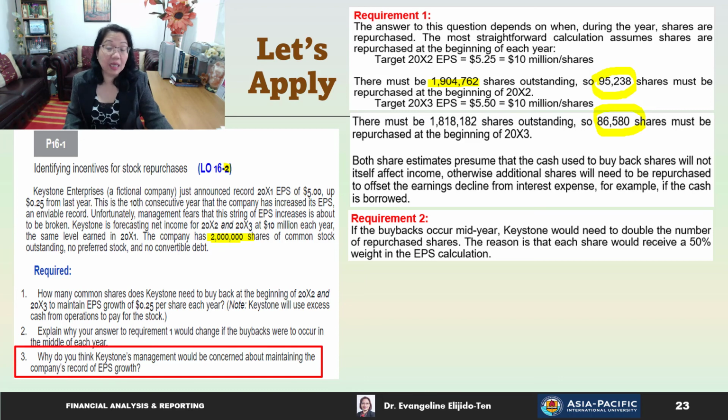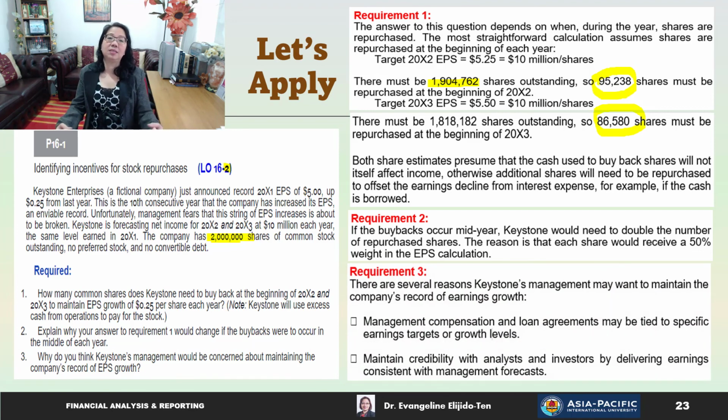Why do you think Keystone's management would be concerned about maintaining the company's record of EPS growth? Well, as we have already discussed, there are several reasons why the management might want to maintain the company's record of earnings growth. For one thing, management compensation and loan agreements may be tied to these specific earnings targets or growth levels. And another possible reason would be that they wanted to maintain credibility with analysts and investors by delivering earnings consistent with management forecasts.